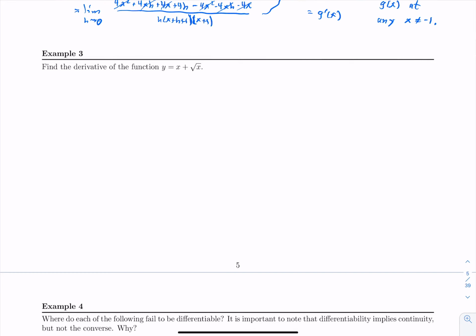And for this one, I'm just going to call this f of x so you can think about your function notation for your definition. So f prime of x is going to be the limit as h approaches 0. We're going to evaluate this at x plus h, so we get x plus h plus the square root of x plus h, minus x plus the square root of x. So that's f of x plus h minus f of x over h.